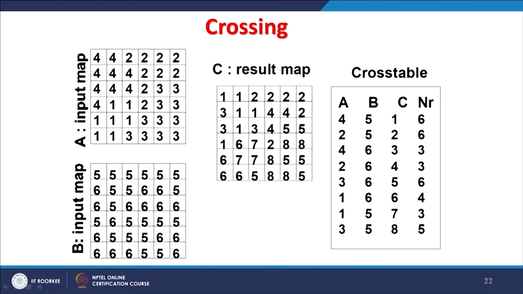Another example of a cross table is here, where map A is the input map, with values varying between 1 to 4. Here values vary only between 5 to 6. The result map is something like this. And for example, if I take this value here, 8, this is 5 plus 3, it becomes 8. My cross table will have all the information. So, likewise I can perform various kinds of overlaying operations depending on my requirements.